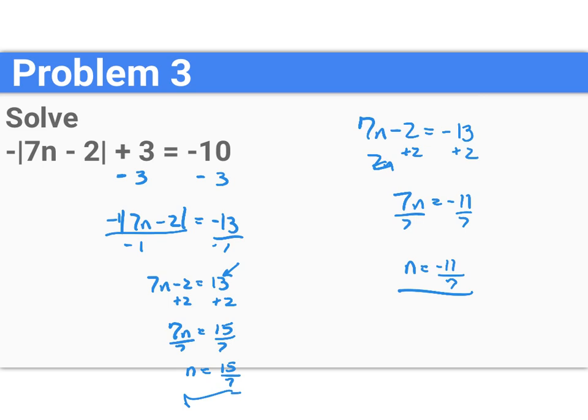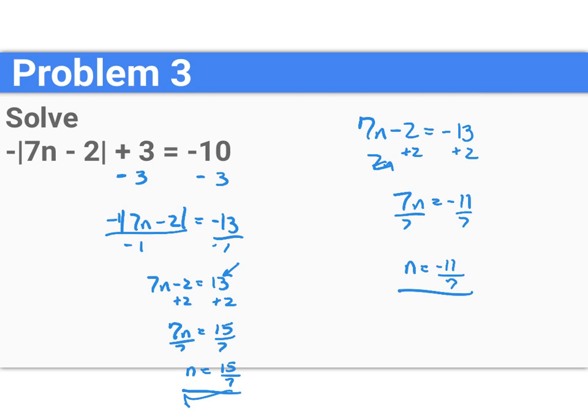So we get fractions for the positive and the negative case. So take your time with absolute value equations. Make sure you get rid of whatever addition and subtraction is there, and you move from there. That is what you work from for your positive and negative case.